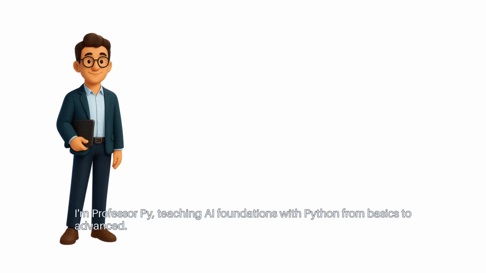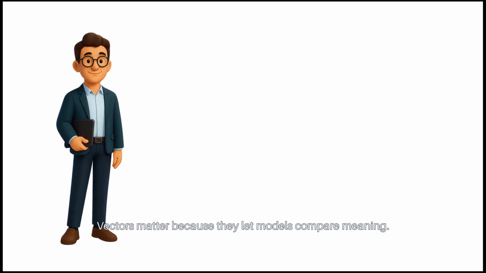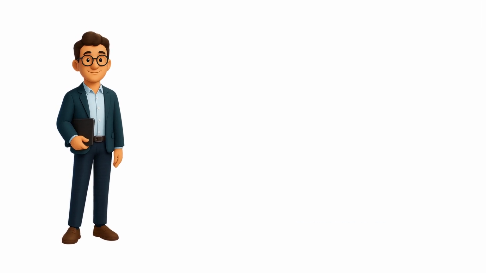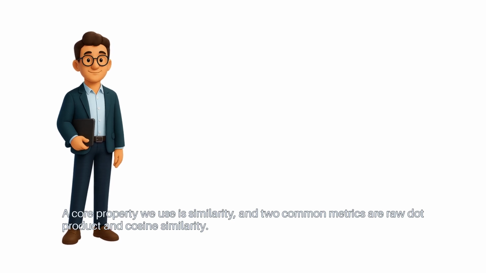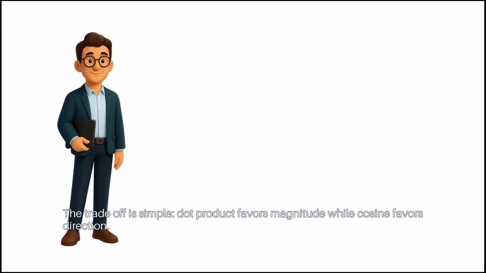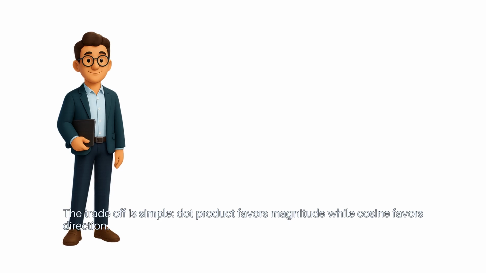I'm Professor Pi, teaching AI foundations with Python from basics to advanced. Vectors matter because they let models compare meaning. A core property we use is similarity, and 2 common metrics are raw dot product and cosine similarity. The trade-off is simple. Dot product favors magnitude, while cosine favors direction.